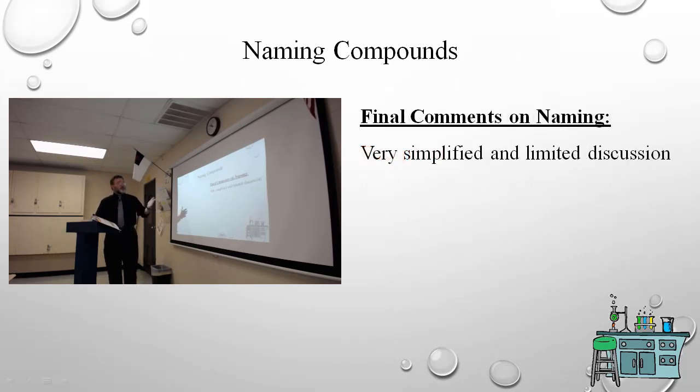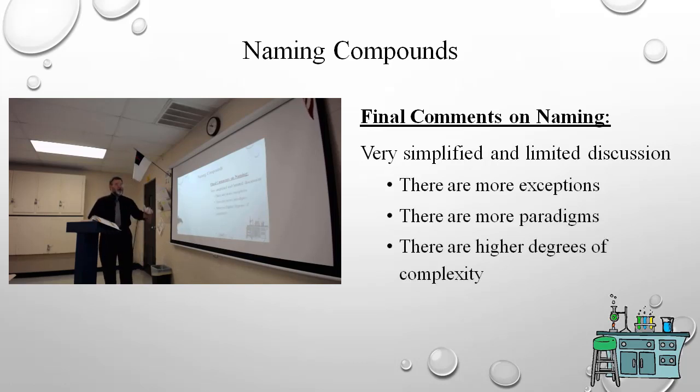We're going to push on to this final comment. Please understand that what we've done here for naming is a very simplified, very limited discussion. It's very basic. It's for the scope of this course. But there are more exceptions, there's more paradigms, there's higher complexities. That's why I say at times you'll see something that's written that doesn't look quite right.